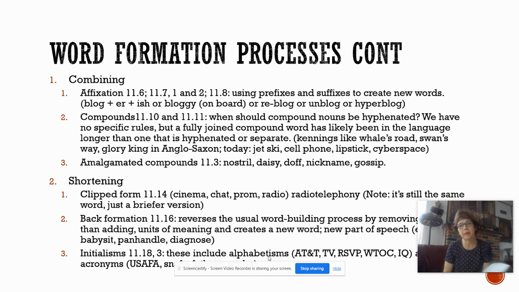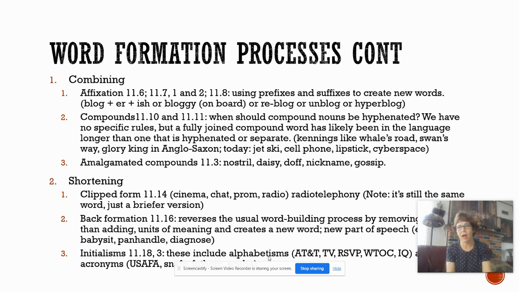Okay, so we also can combine elements we already have. Again, there's overlap with these categories, but one of the biggest ways is through affixation, through adding prefixes and suffixes to create new words. And let's see, 11.6 is the first to deal with this concept of combining, and then we have 11.7. And 11.8, and I believe I give some of you these for homework. But it's the way we create words.